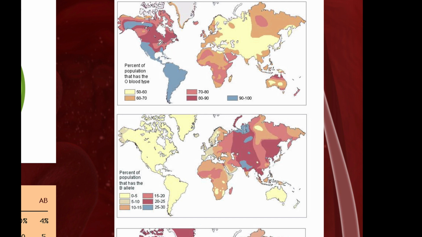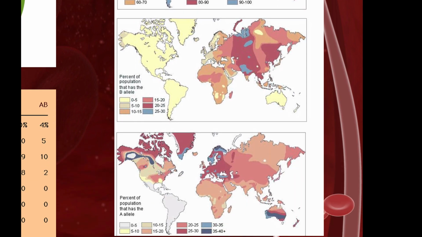70 to 80% is kind of the lighter red, the pinkish color. But then as you drift eastward or westward, you're going to notice that those percentages change. You can do the same thing with the B allele here, where you can see the highest proportion of the B allele is going to be found in this central region right here of Asia, and we should say Eurasia.